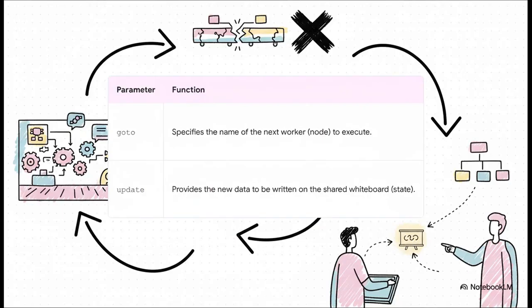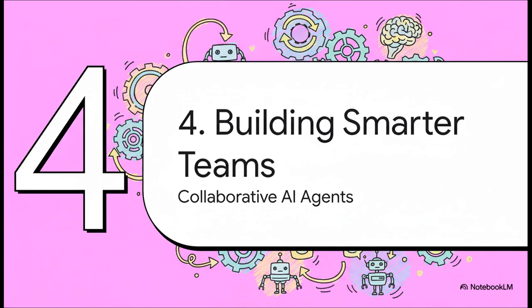And what's great is that the command object is beautifully simple. It just has two parts. You've got goto, which is basically just saying, okay, send this to the next worker. And then you've got update, which is the new information to write on the whiteboard. That simple structure is what prevents all sorts of errors and makes sure every agent is always working with the latest info.